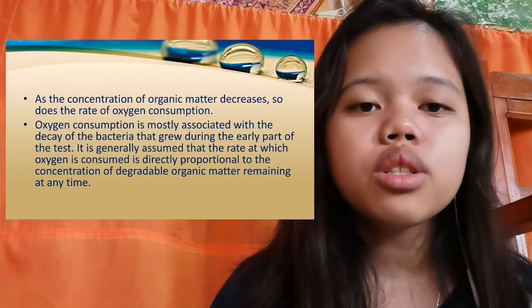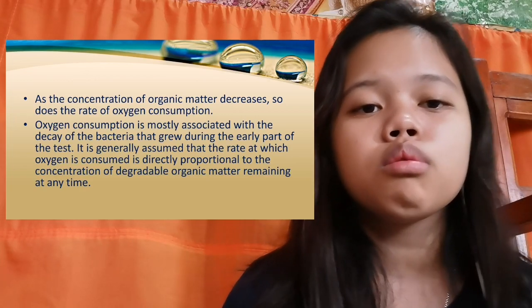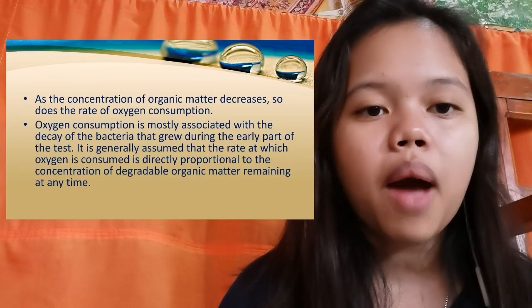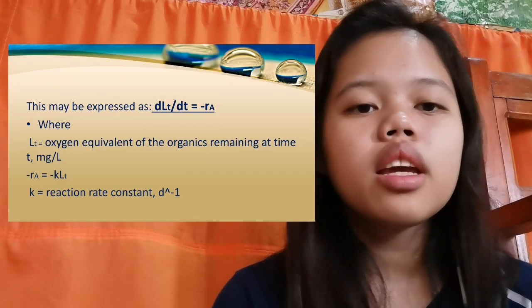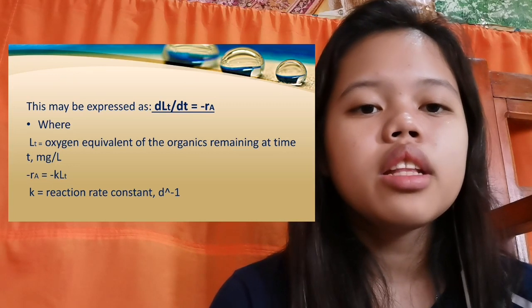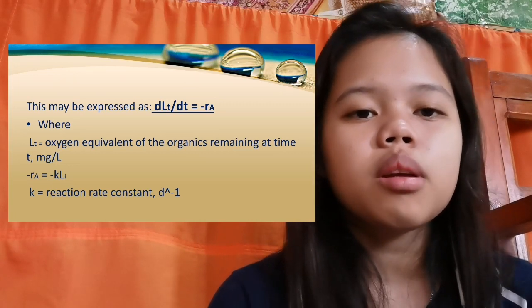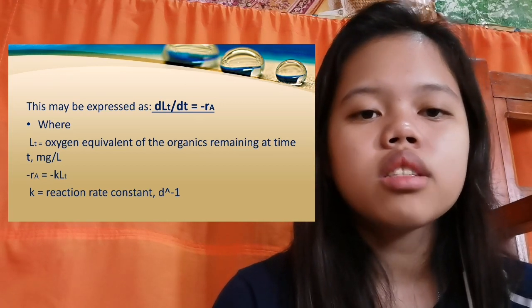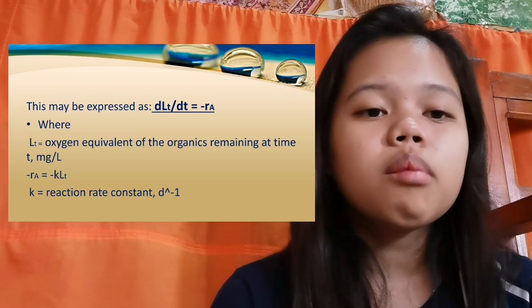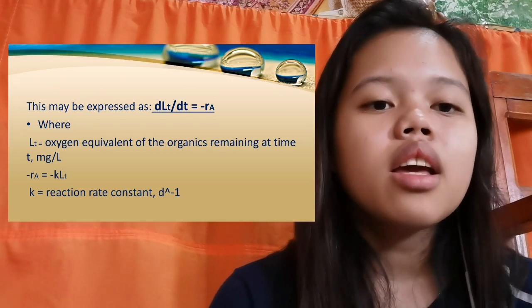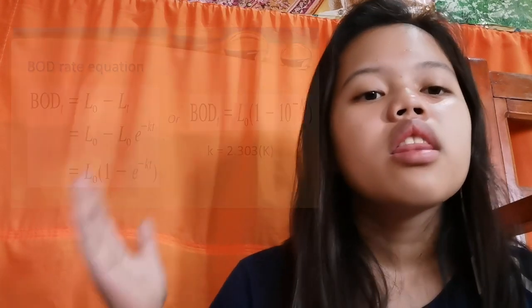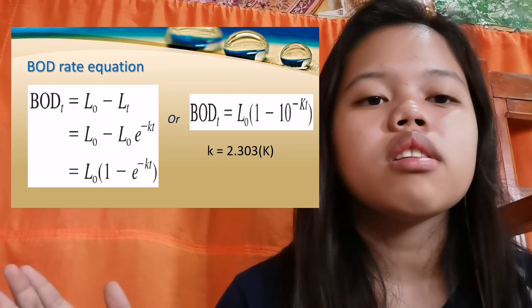It is generally assumed that the rate at which oxygen is consumed is directly proportional to the concentration of degradable organic matter remaining at any time. This may be expressed as dL_T/dt = -r_A, where L_T is the oxygen equivalent of the organics remaining at time t. -r_A is equal to -K L_T, where K is the reaction rate constant. This is the BOD rate equation.